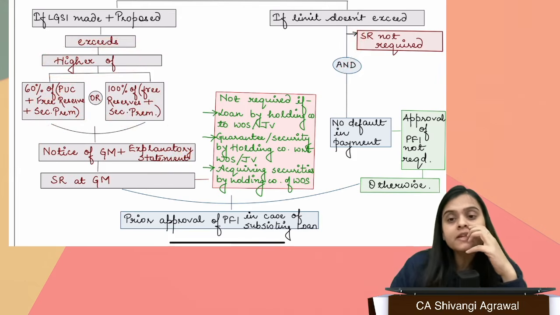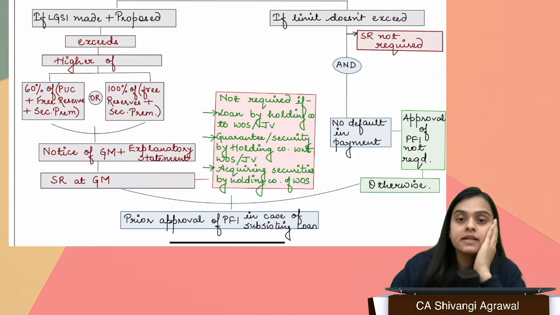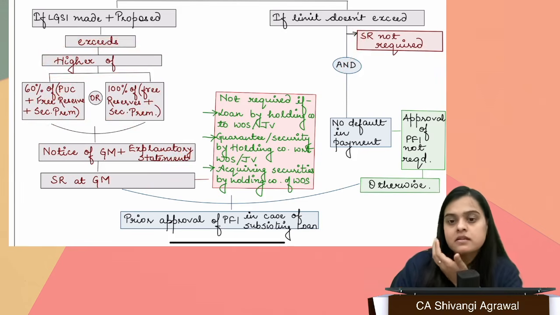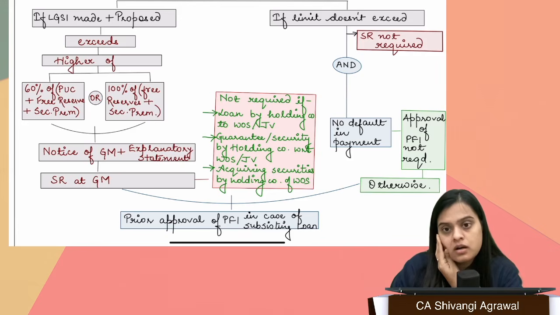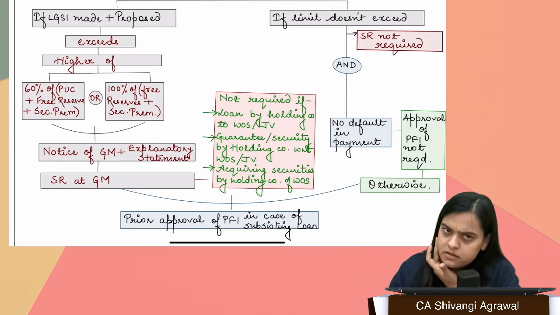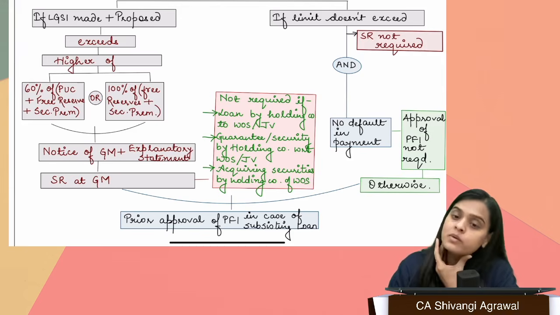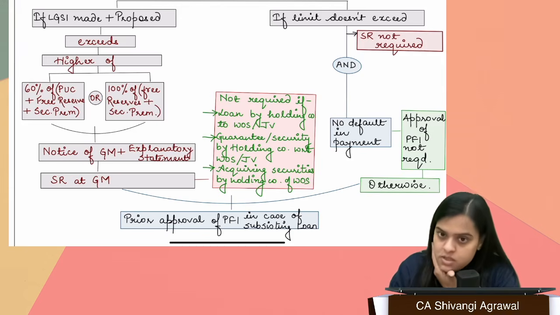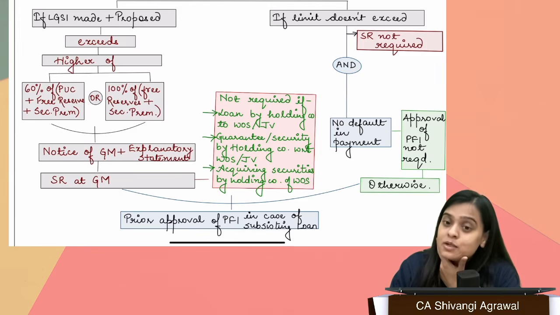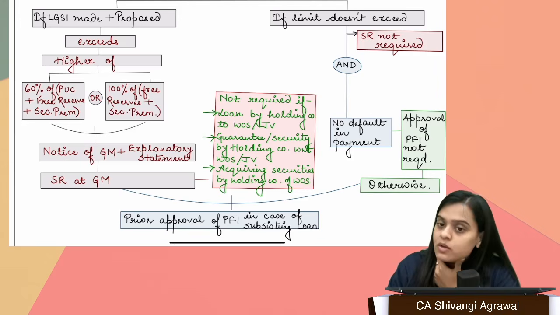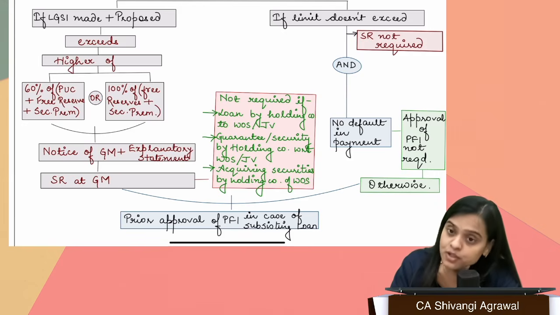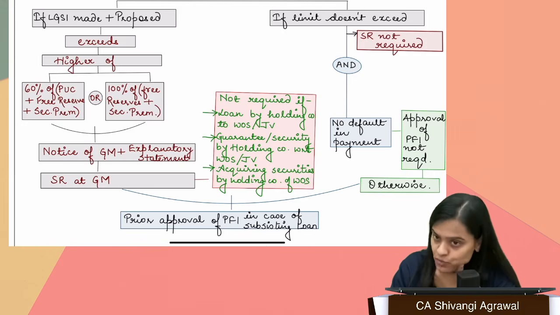Okay. Now, when you are passing a unanimous board resolution, then you have to give notice to the members, and they are going to come. Whoever comes, everyone has to vote. If the LGSI limit is exceeding, then again UBR has to be passed. You cannot do away with the UBR. After UBR, you also need members' approval through SR.